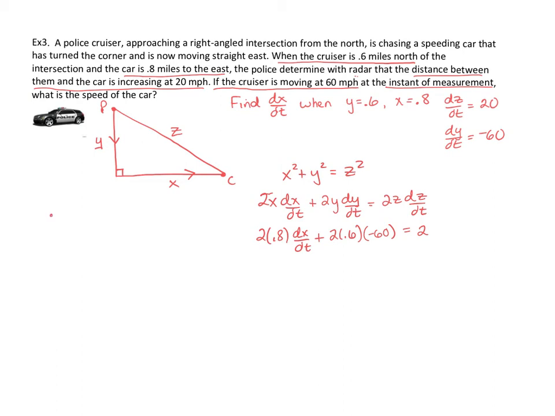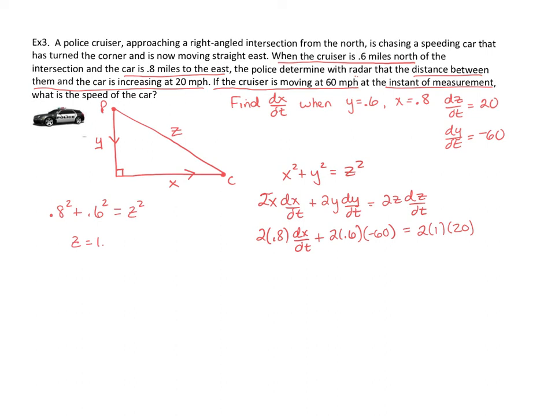Because if x is 0.8 and y is 0.6, 0.8 squared plus 0.6 squared is going to equal z squared. And if you remember, 6, 8, 10 is a triangle. That means z is going to be equal to 1.0. If you needed a calculator, you could figure that out too. But it's a 6, 8, 10 triangle, so it's 0.6, 0.8, and then 1.0. So z is going to be 1. And then dz/dt, they told us, was 20. I only have one variable left, dx/dt.